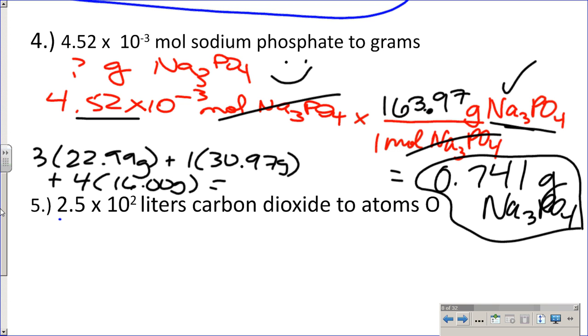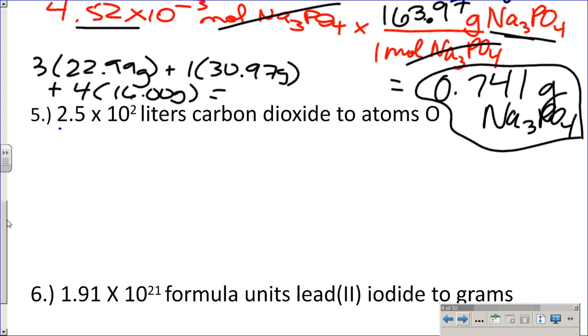And that makes sense. We have less than a mole of sodium phosphate. 1 whole mole weighs 163 grams. We've got 0.004-ish moles. So it's going to weigh very, very little. It's going to weigh less than 1 gram. So that logically makes sense. All right, 2 more.